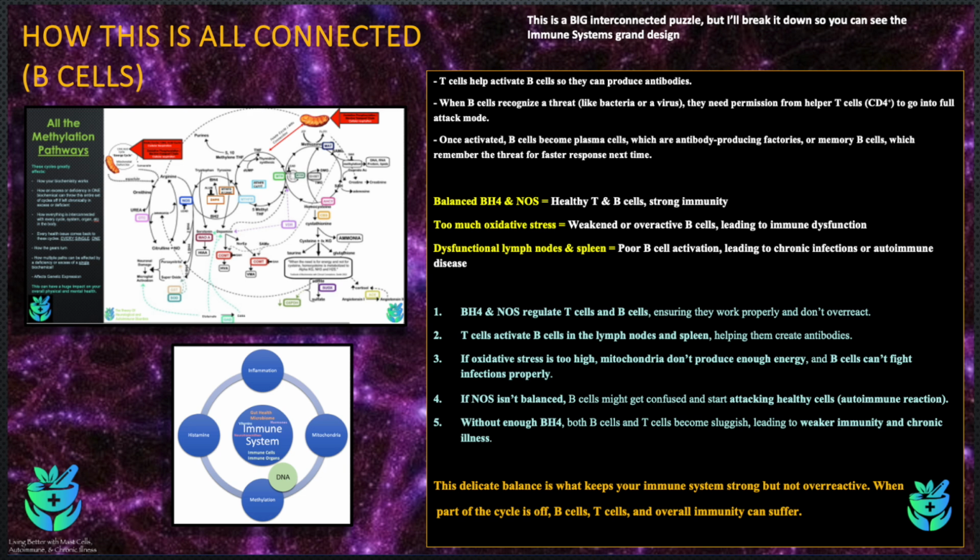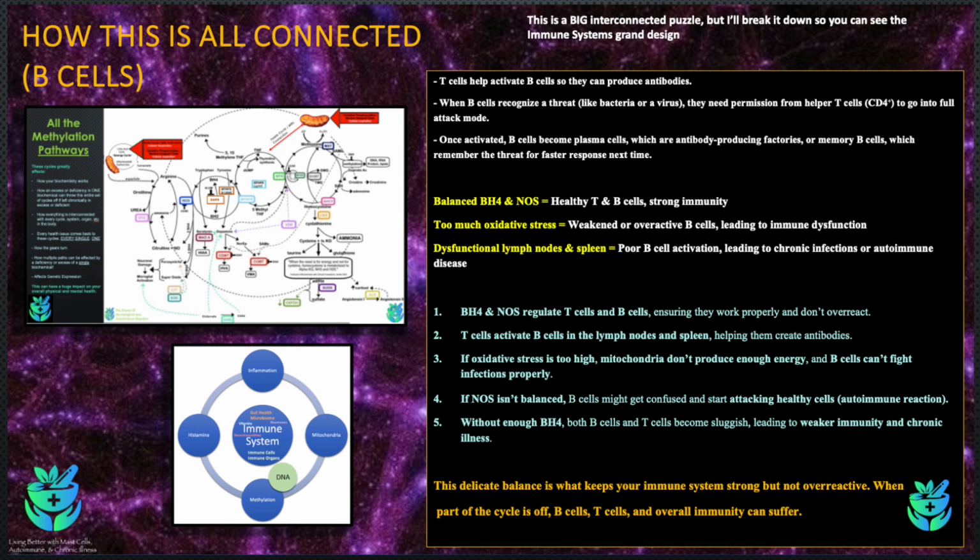Too much oxidative stress equals weakened or overactive B cells, leading to immune dysfunction. And dysfunctional lymph nodes and spleen equals poor B cell activation, leading to chronic infections or autoimmune disease. BH4 and NOS regulate T cells and B cells, ensuring they work properly and don't overreact. T cells activate B cells in the lymph nodes and spleen, helping them create antibodies. If oxidative stress is too high, mitochondria can't produce enough energy, and B cells can't fight infections properly.